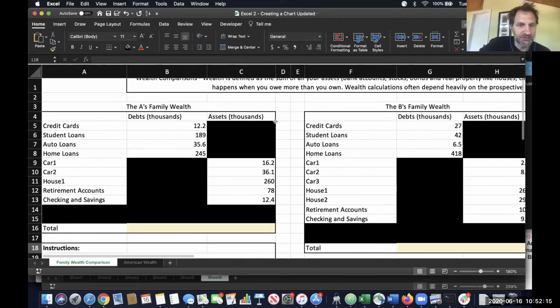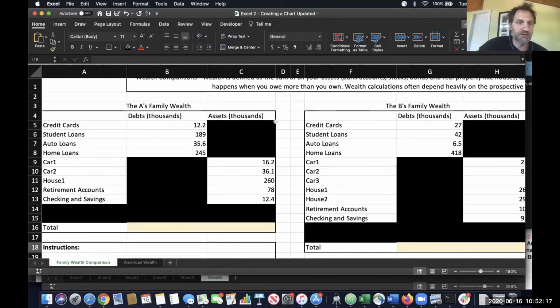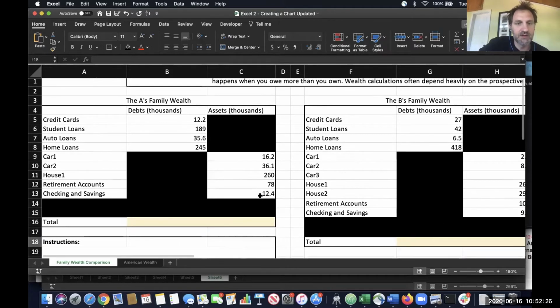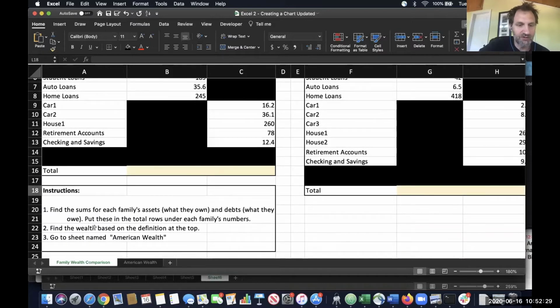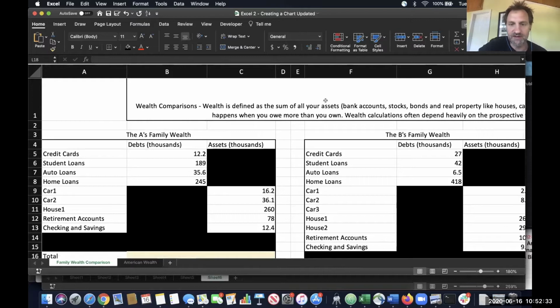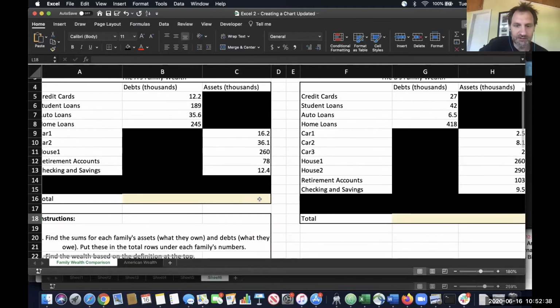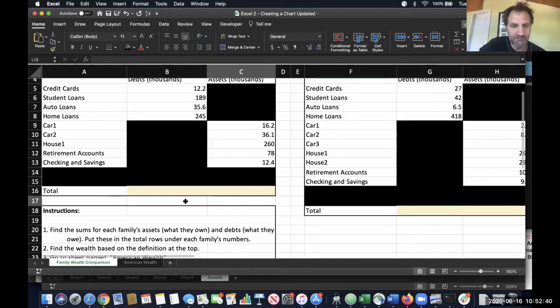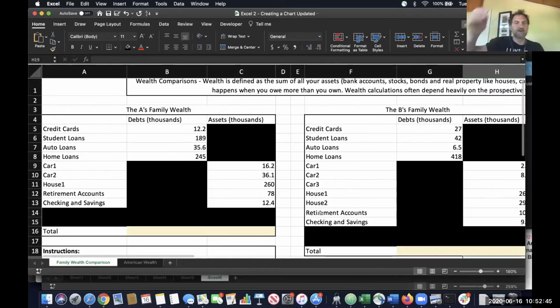And basically, you're going to take what you learned from Excel 1 and you're going to apply it here. We want to do the sum of all the debts for each family. We want to do the sum of all the assets for each family. And then after that, you want to apply the definition of wealth. Find the wealth based on the definition at the top. And so you go to the top and it says, wealth is defined as the sum of all your assets. Make a box for you to put the final wealth, but you can just put it underneath one of those two boxes there. So for each family, you're going to end up with a final wealth number, right?